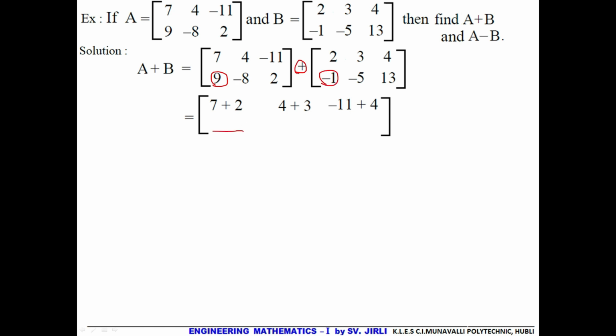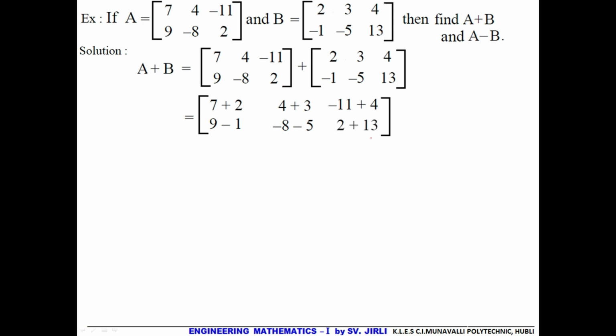So plus into minus is minus 1. We are writing 9 minus 1. Similarly, next number would be minus 8 minus 5, plus into minus is minus 5. Minus 8 minus 5. Next is 2 plus 13.